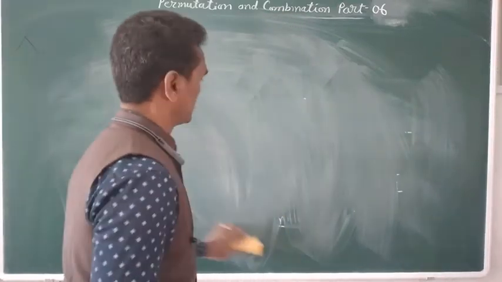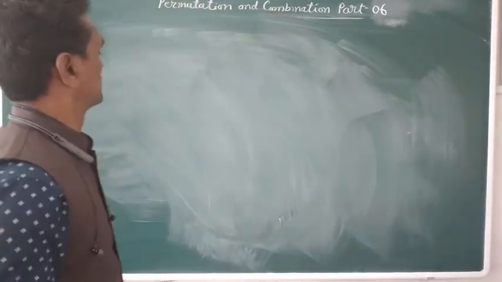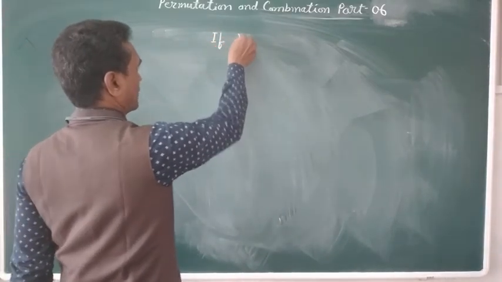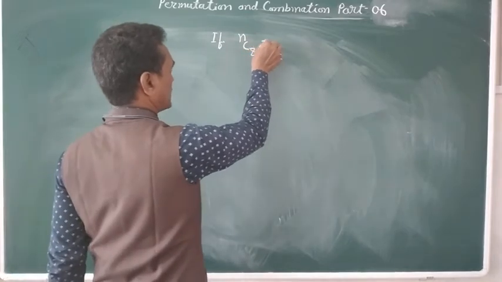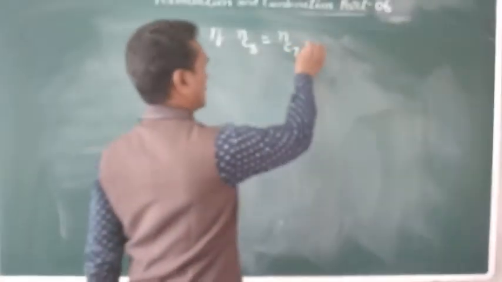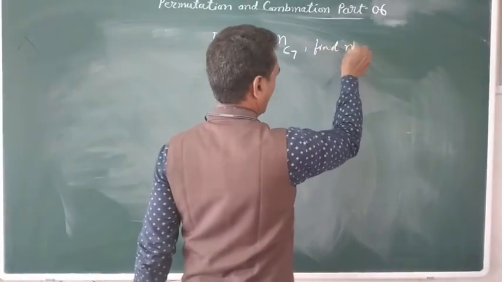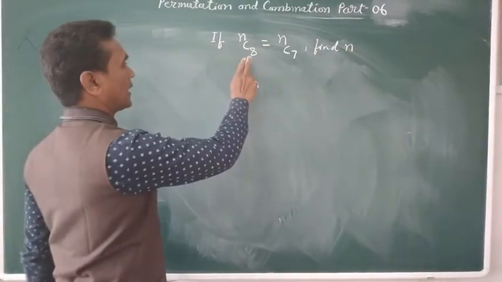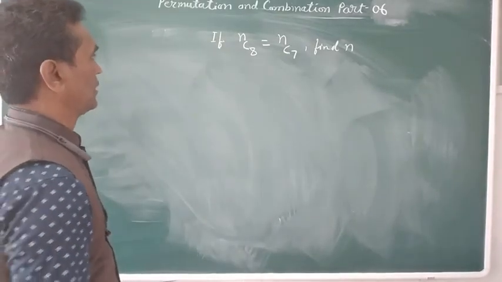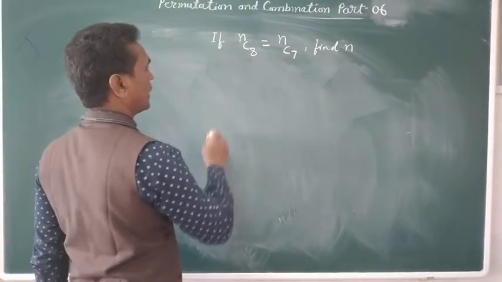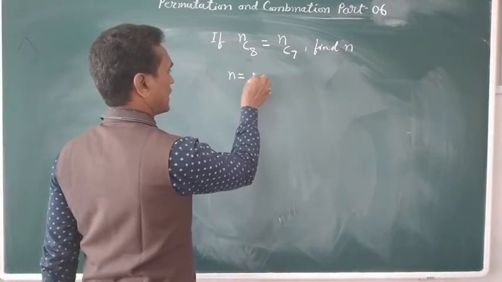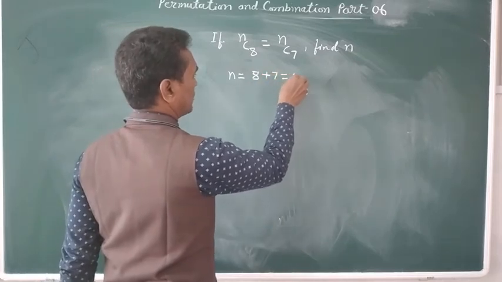Now apply this concept in a question. Suppose nC8 is equal to nC7, find n. Obviously here x is not equal to y, so we apply the second formula, the sum x plus y equals n. So n will be equal to x plus y, that is 8 plus 7 equals 15.